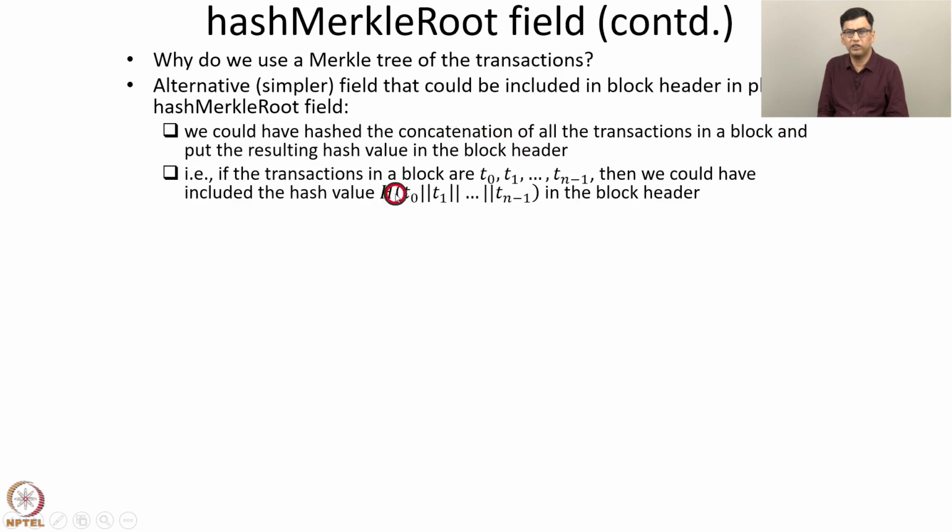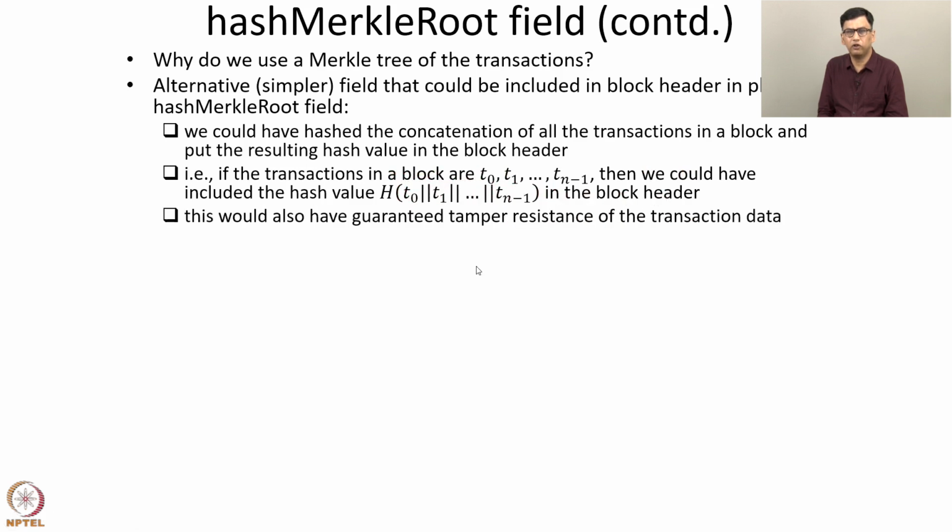For example, if the transactions in a block are T0, T1 up to Tn minus 1, then we could have just concatenated them to get T0, T1 and so on up to Tn minus 1 and found out the hash value of the result and stored that in the block header. So this would also have guaranteed tamper resistance of the transaction data. So then why do we use such a complicated structure like a Merkle tree?